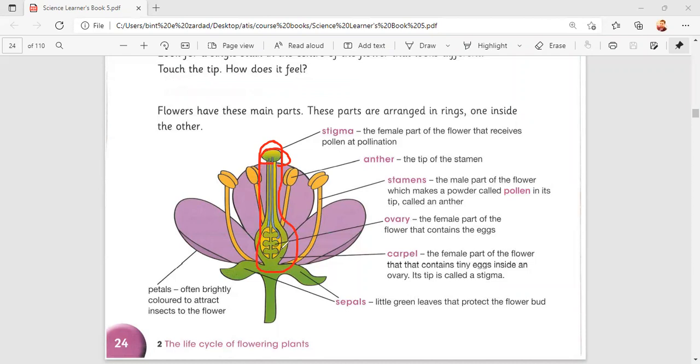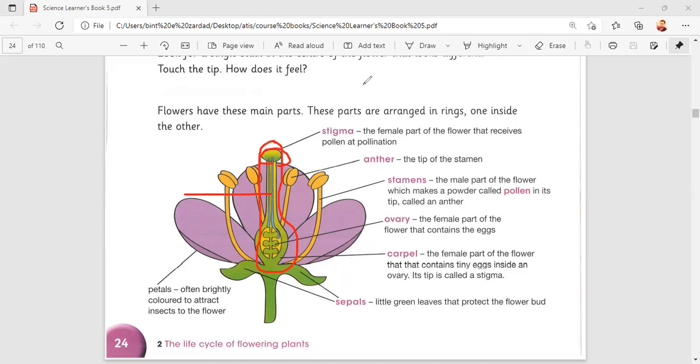What is inside this one? This is the ovule. It's not written here. These small eggs are named ovules. And this long one, like a tube, is named the style. Repeating the female part: the stigma, the upper part, receives pollen; the style is like a tube; and the lower portion is the ovary, containing eggs, and inside are ovules.